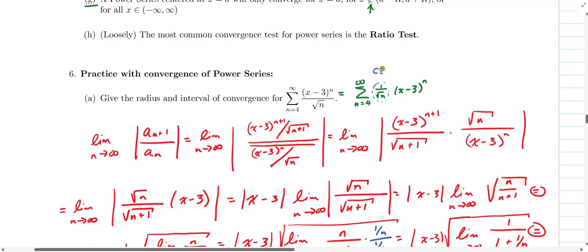These are the coefficients of the power series, 1 over the square root of n, so depending on the value of n, the coefficient changes. And then here we have the power factor of each term of the power series. And because of the way this is set up, the power series is centered at x equals 3.